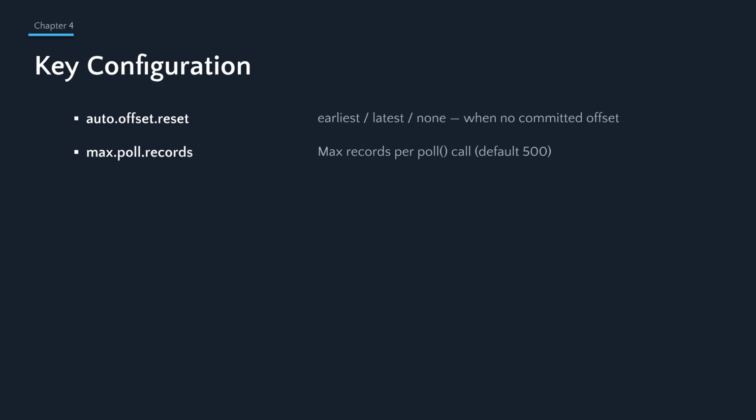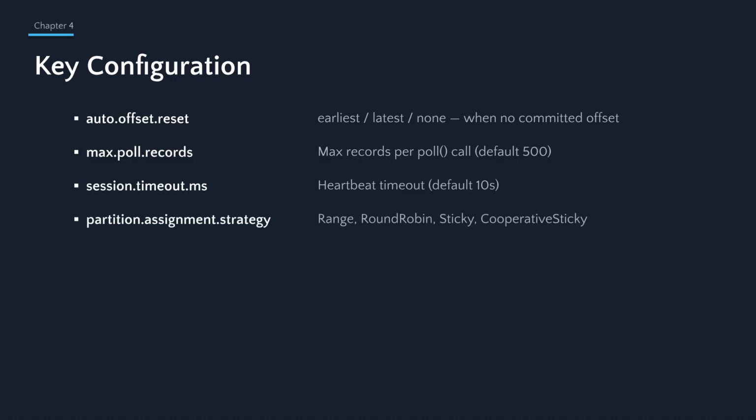Max.poll.records: maximum records returned per poll call, default 500. Reduce this if processing is slow. Session.timeout.ms: heartbeat timeout, default 10 seconds. If the coordinator doesn't hear from you in this window, you're considered dead. Partition.assignment.strategy: range, round robin, sticky, or cooperative sticky. Use cooperative sticky for production.